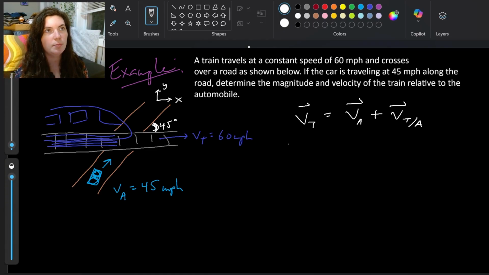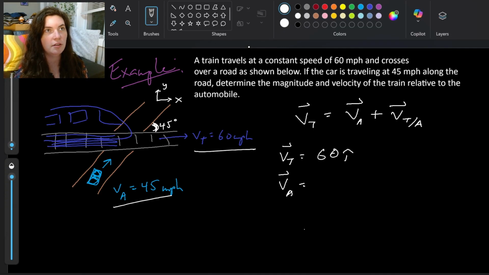So let's go ahead and put these VT and VA into vector form. Because we know what they are, we just need them in vector form so we can do this vector addition to solve for V of train with respect to the automobile. So our V train is 60 miles an hour and it is totally in the X direction. So that's just going to be 60 i hat. Right? No Y component, it's completely in the X direction. My drawing's a little bit skewed, but it is completely in the X direction.